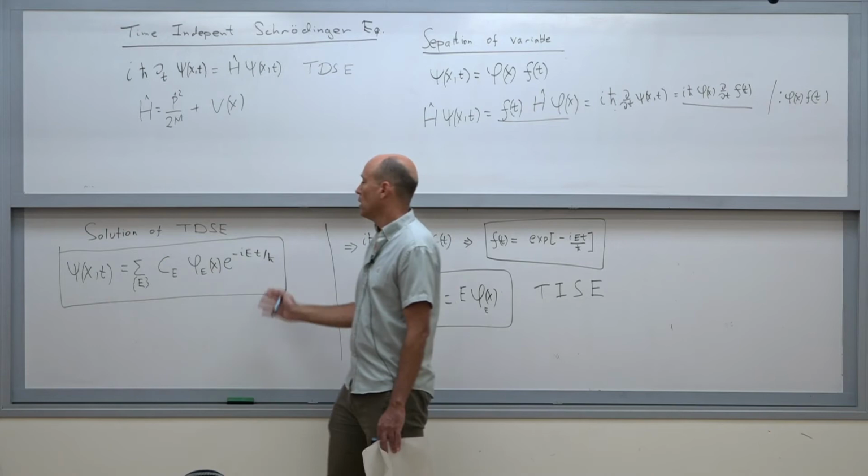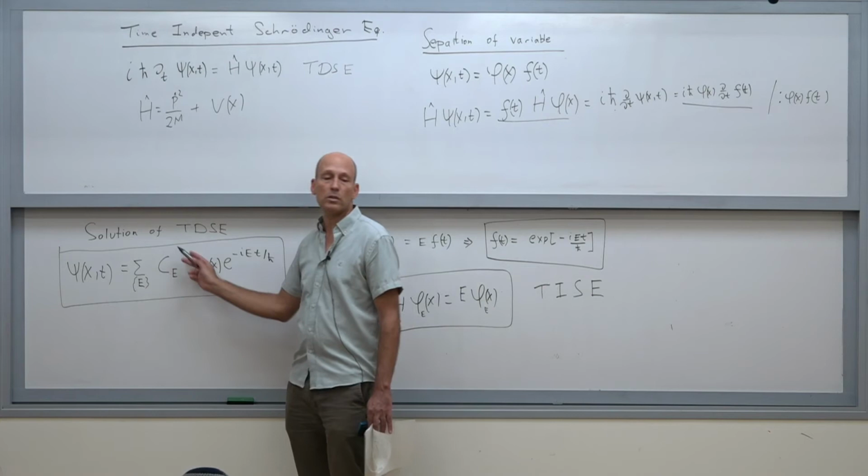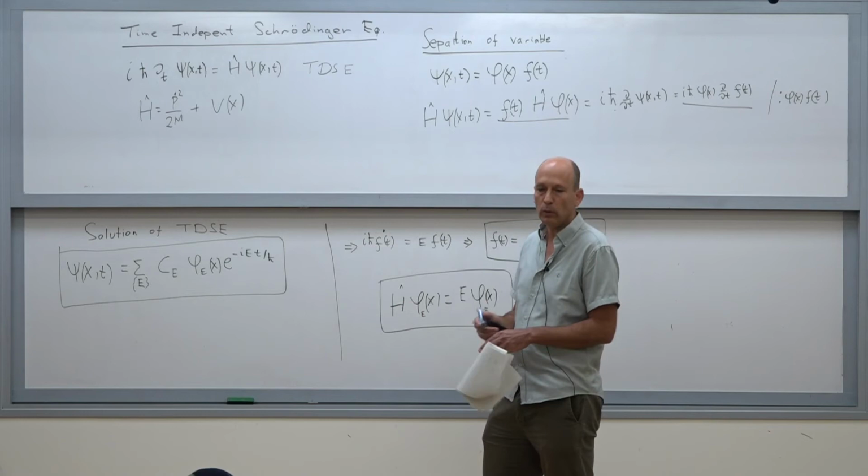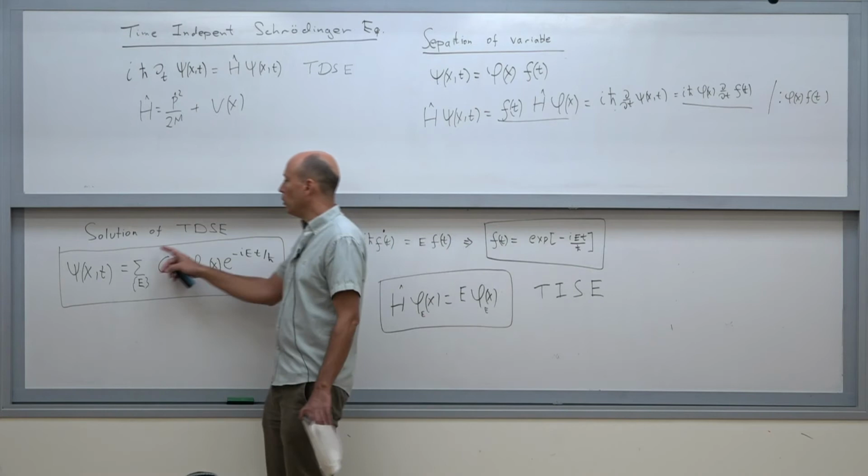So this is the general solution, but here I'm missing something because I don't know what is C_E. So what is C_E? How will I determine this number or set of numbers? There are many of them. What did I not use up to now? The initial condition. So C_E will be determined by the initial conditions.